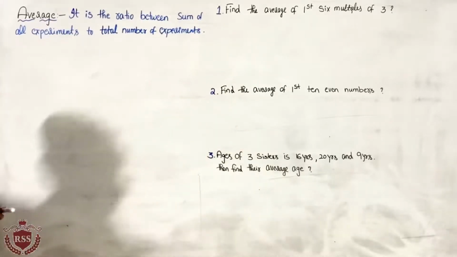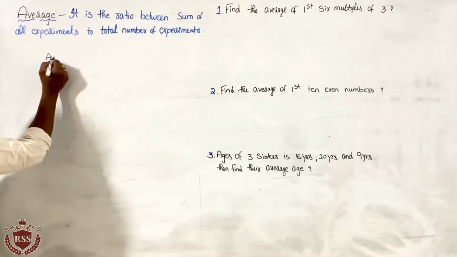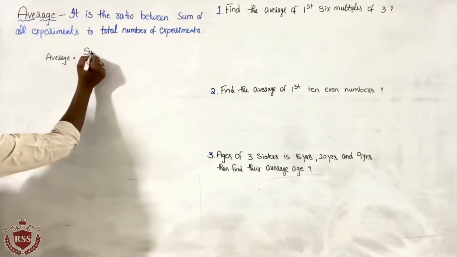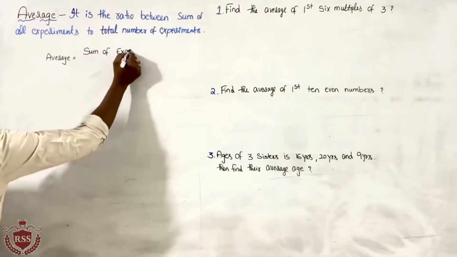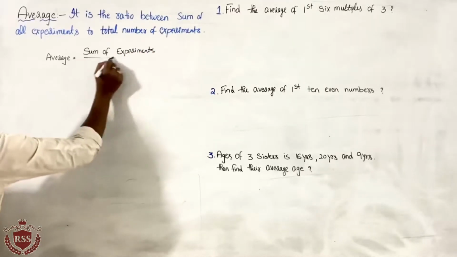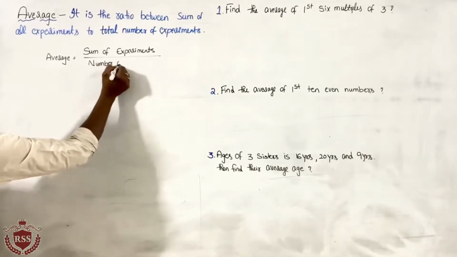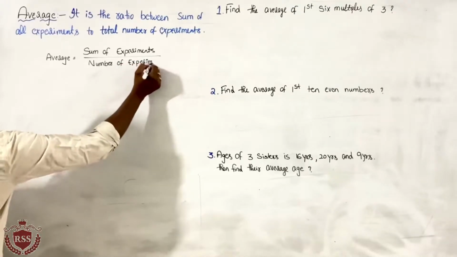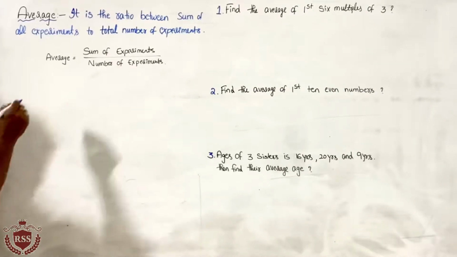This is the formula now. So what is the average formula? We have a formula of average. Average equals the sum of experiments by the number of experiments. This is the formula of average, sum of experiments by number of experiments.